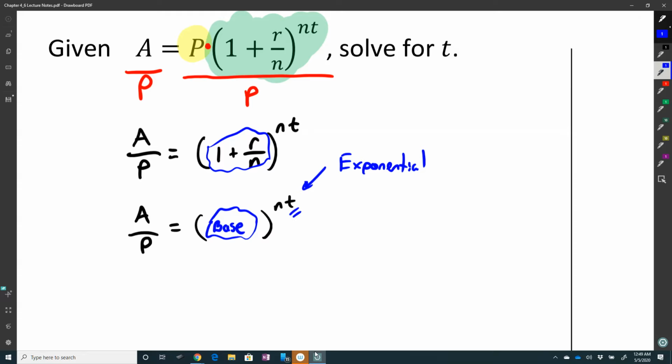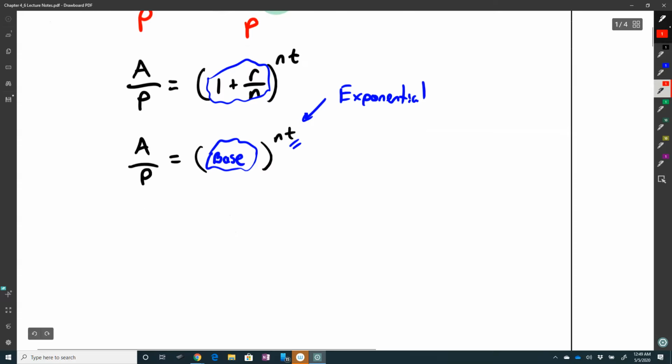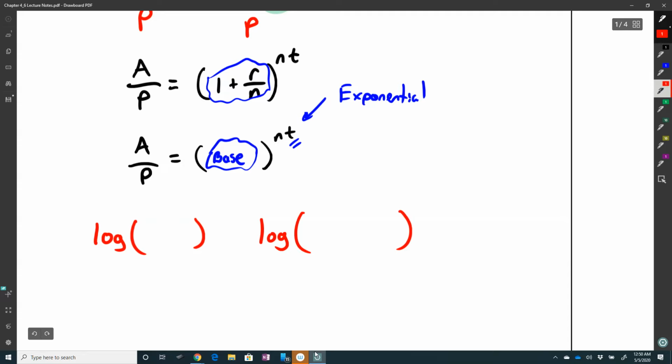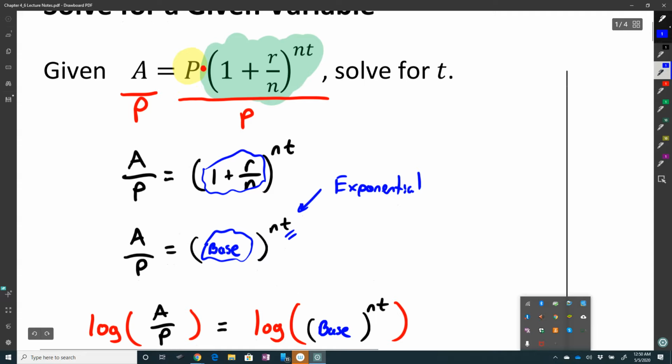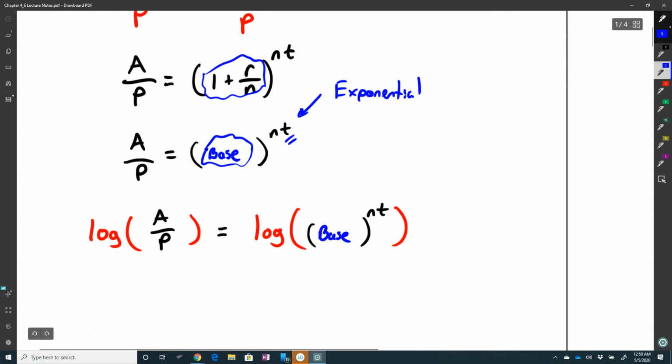Okay? So the way that you can do this is we log both sides, just like we did in the last section. We want to solve for t, but in order to solve for it, it can't be an exponent. We have to bring it to ground level. And so the easiest way to get something to ground level is to take the log of both sides. So I have a over p, I have to the nt. I'm still just going to write this as base to the nt. Make that go away.